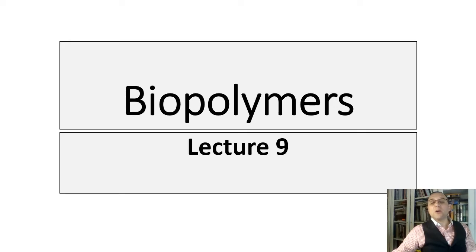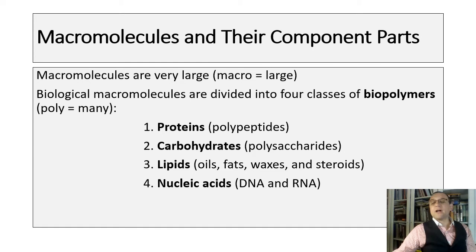Today we're going to talk about polymers. Are chemicals made by living organisms? Polymers are large molecules, therefore we call them macromolecules. Macro means large. Biological macromolecules are divided into 4 classes of biopolymers.